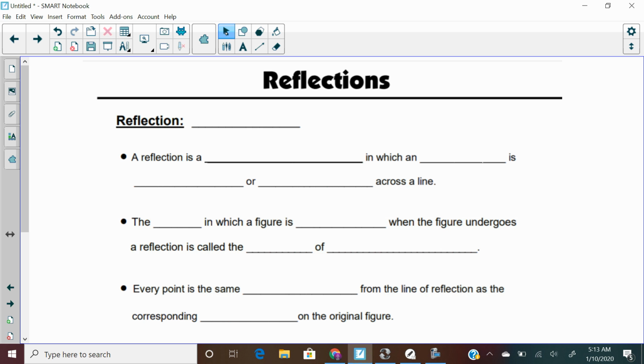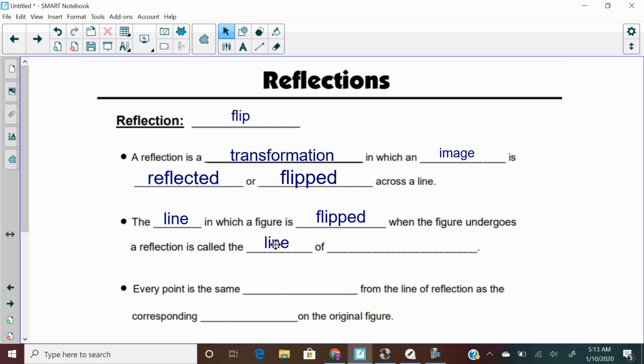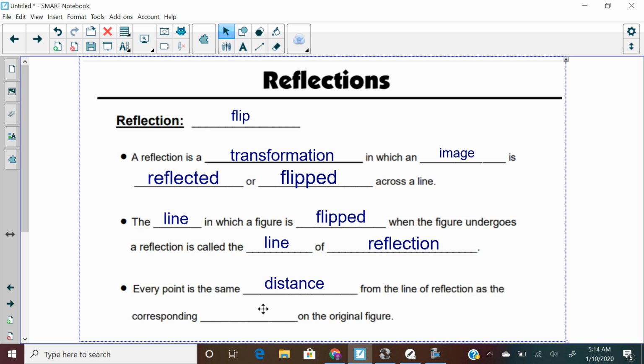The next type of transformation we talk about is a reflection, or flip. A reflection is a transformation in which an image is reflected or flipped across a line. The line in which the figure is flipped is called the line of reflection. Every point is the same exact distance from the line of reflection as its corresponding point on the original figure.